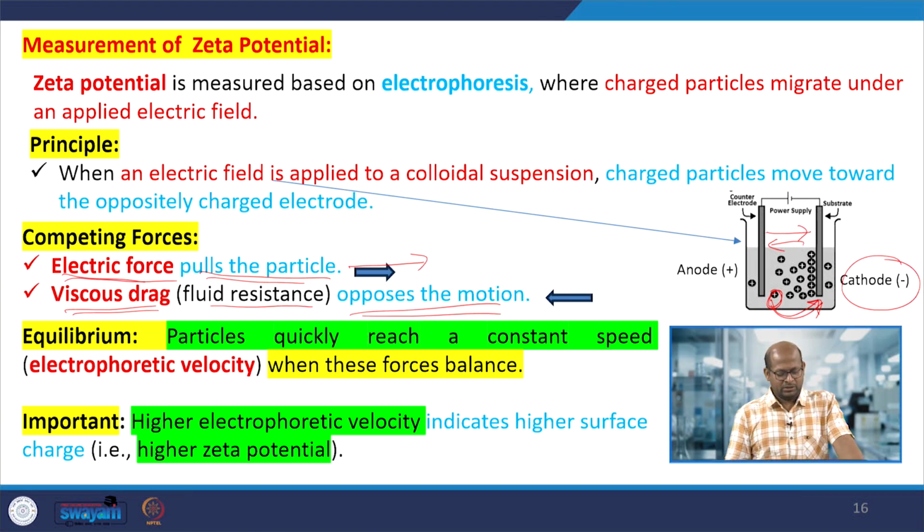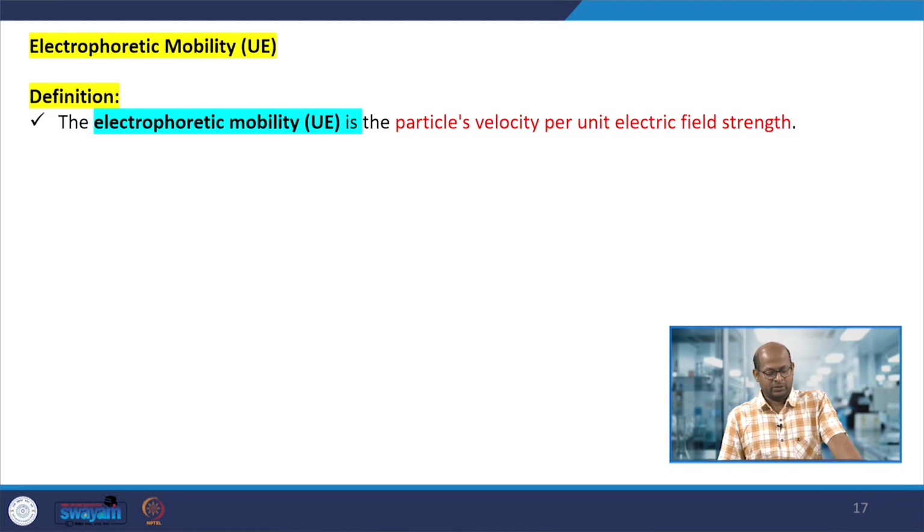So here is the electrophoretic velocity of the particles when the electric field is developed. The rate of movement of the charged particles from one point to another: if the electrophoretic velocity is very high, it indicates high surface charge, that means higher zeta potential. So if the rate of movement of the particles under the applied electric field is very high, then the zeta potential is high. If it is low, then it indicates low zeta potential.